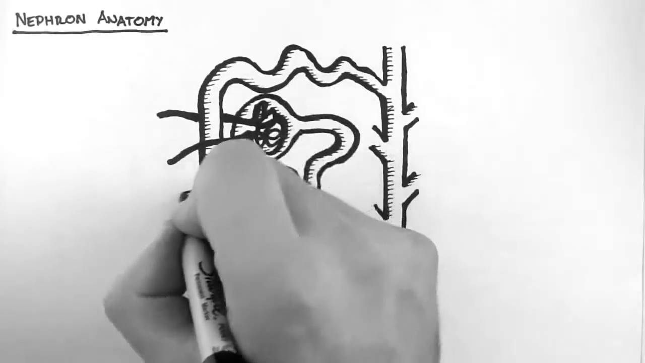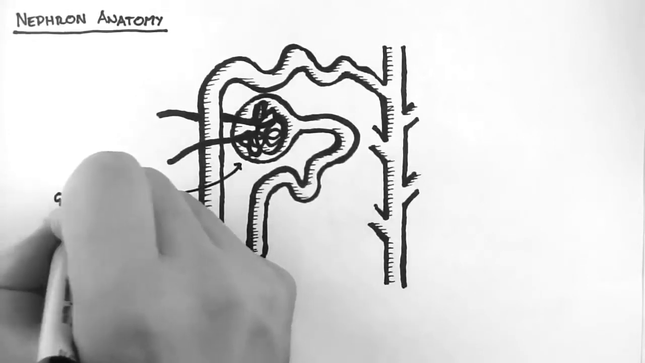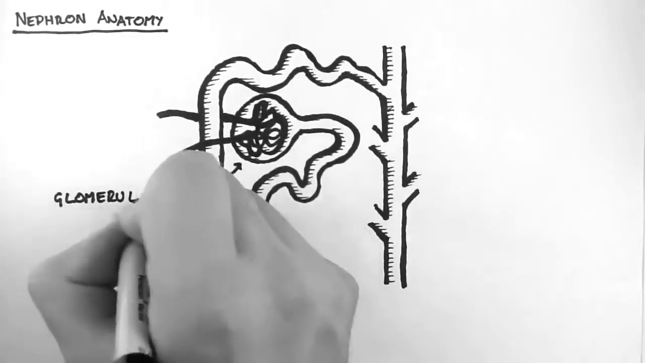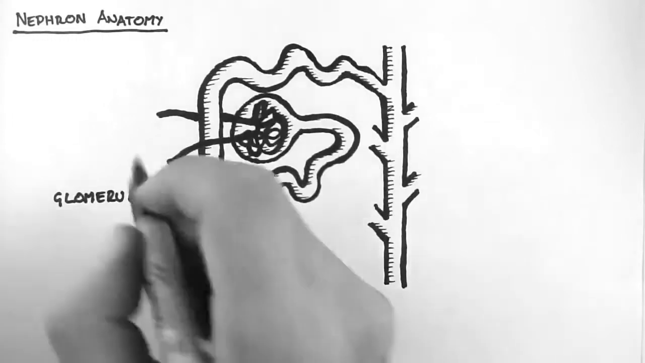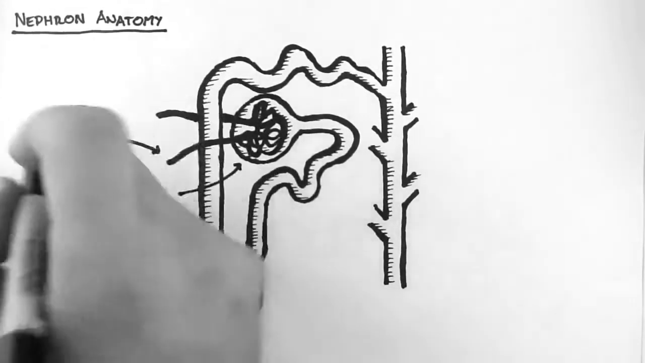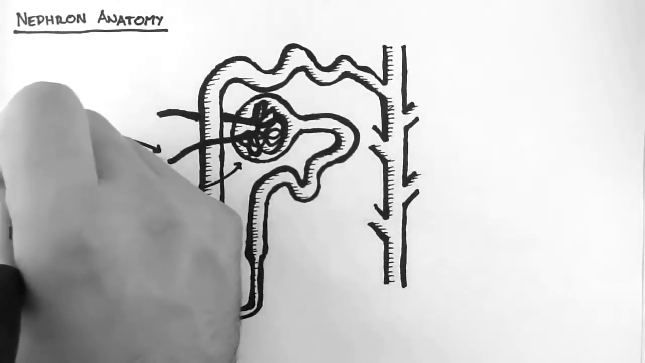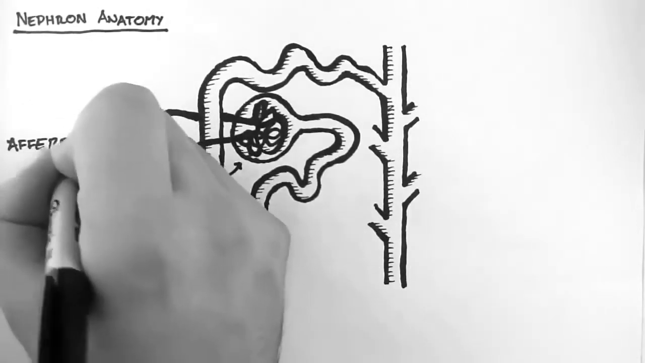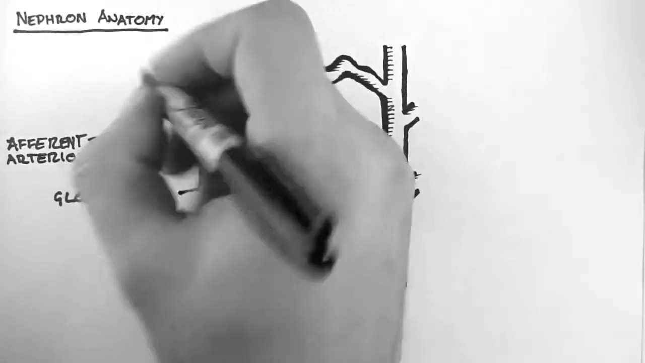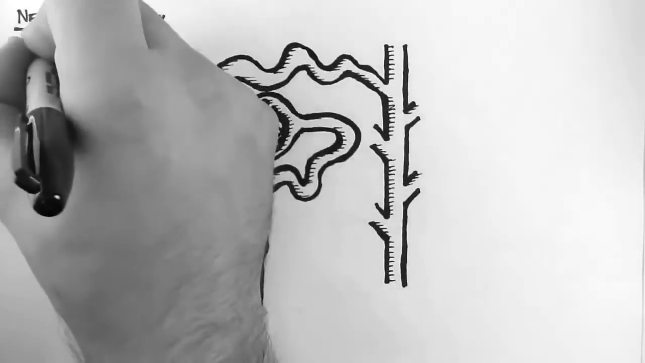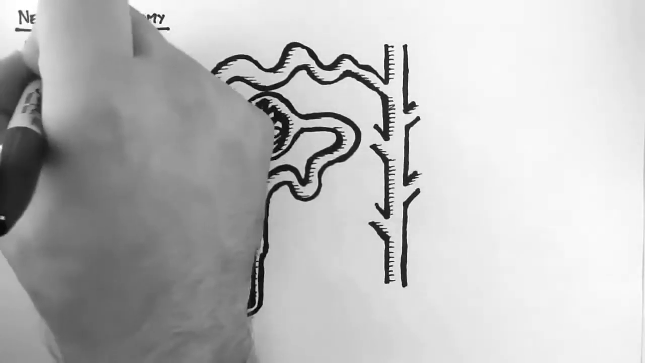So let's start at the beginning. Here we have the glomerulus, which is where the blood is filtered, and you can see a ball of capillaries inside the glomerulus. I'm not going to talk much about the glomerulus because it is covered in detail in the next video in the series. And here are two very important arterioles. The afferent arteriole, which brings blood to the glomerulus for filtration, and the efferent arteriole, which takes the filtered blood away from the glomerulus.